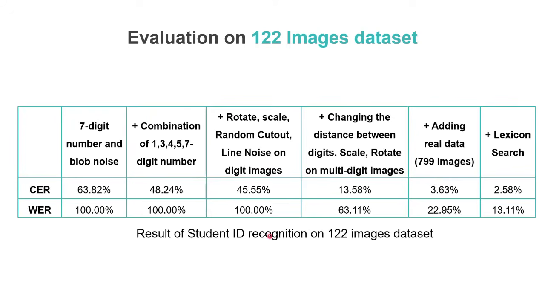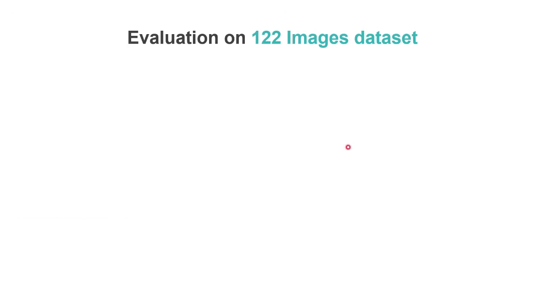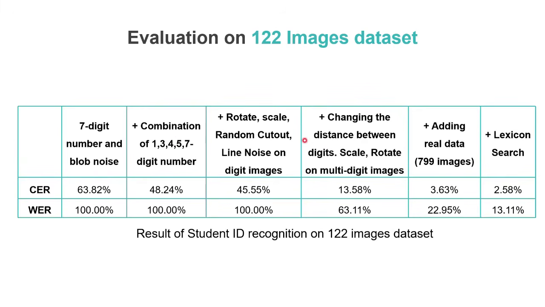So these are the results of student ID recognition. Here in student ID recognition, I use the best model, but I change the way I create data. You can see the first three columns, where I create data from the MNIST dataset: 7-digit numbers or variable-length numbers, or maybe rotated and scaled. For each of them, we can see that the WER is still 100%, which is really bad.